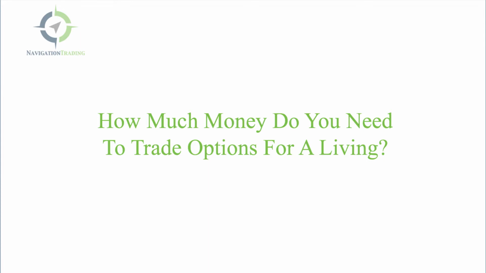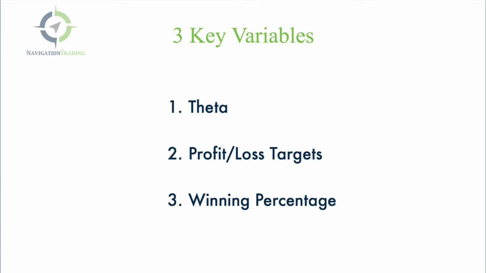So let's jump in. First off, there are three key variables that we want to take a look at. One is theta. That's the daily time decay that you get from the strategies that we teach of selling different types of option premium. Number two, what are your profit and loss targets? That comes into play to help you calculate what your income is going to be on a monthly or annual basis. And then three, the winning percentage of the strategies that you trade.